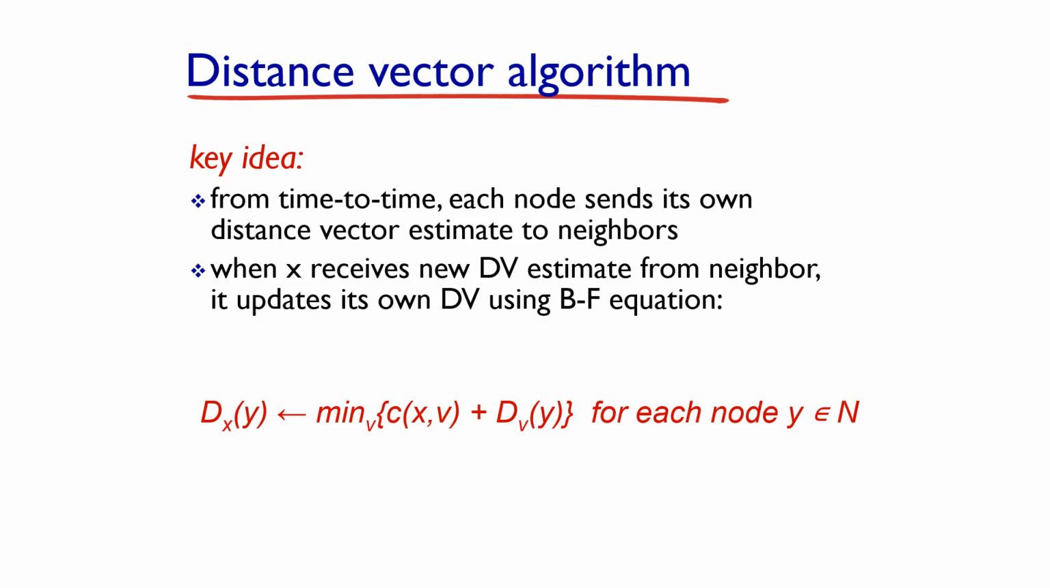The key idea of the distance vector algorithm is that d of x y is equal to the minimum of the cost of x to v plus the cost from v to y, for every node y belonging to N. The key idea is that it updates the distance vector table from time to time. Each node sends its distance vector information to its neighbors periodically. When x receives a new distance vector estimate from its neighbor, it updates its own distance vector using the Bellman-Ford equation, as given. This is the core idea.